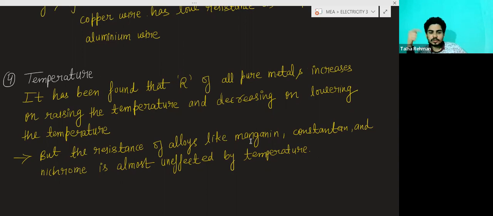If you increase the temperature of the alloy, it was found that the resistance of the alloys does not change much. Means you can say the resistance of an alloy will remain constant.